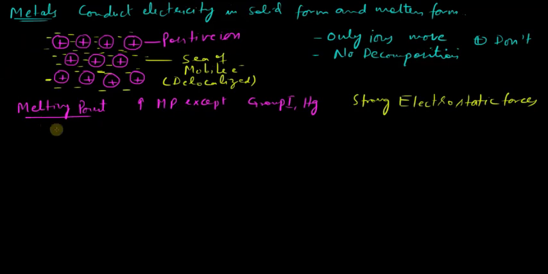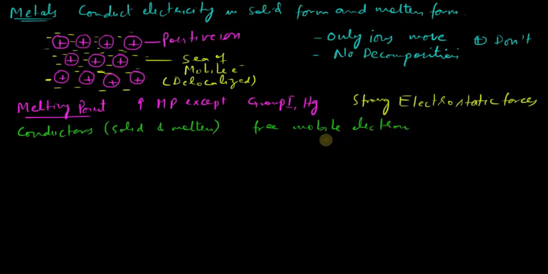The next property we have already discussed, that metals are conductors, conductors in solid form and in the molten state. Why do they conduct electricity in solid and molten state? It's because they have free mobile electrons present in them, which make them good conductors of electricity. So this is the second property.